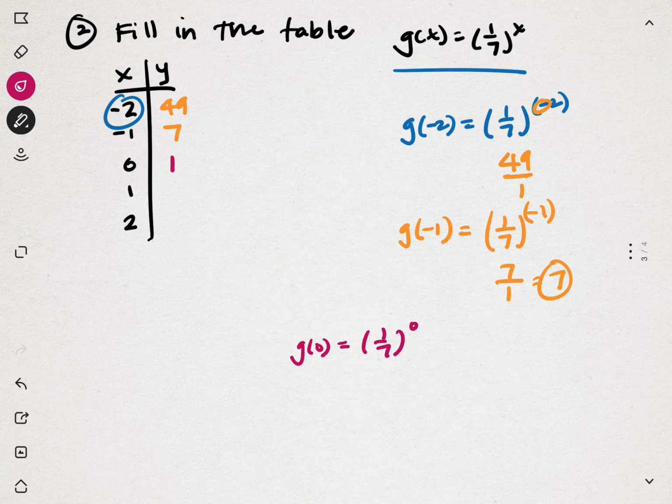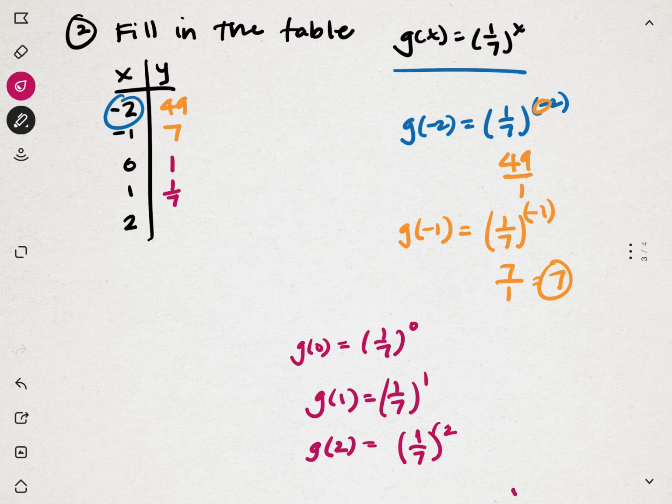Now the rest are pretty easy. So g of 1 is going to be 1/7 to the first power. There's no negative sign there. We don't have to reciprocate. Anything to the first power is itself. And then the last one, g of 2 equals 1/7 to the second power. So 1 to the second power is 1. 7 to the second power is 49.